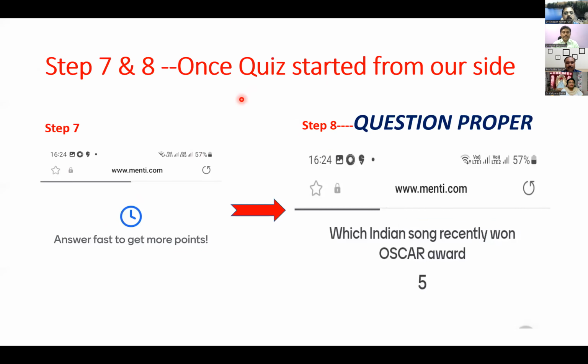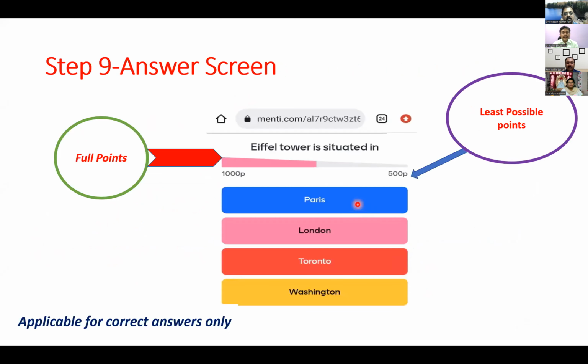Next, once you start, suppose all of you are logged in and I am starting the quiz, it will show: answer first to get more points. Within a few seconds the question will come. Like here, the question is, which Indian song recently won an Oscar award? The number will come as 5, 4, 3, 2, 1. For 5 seconds you can see the question and prepare your brain, and then the options will come, some options like X, Y, Z.